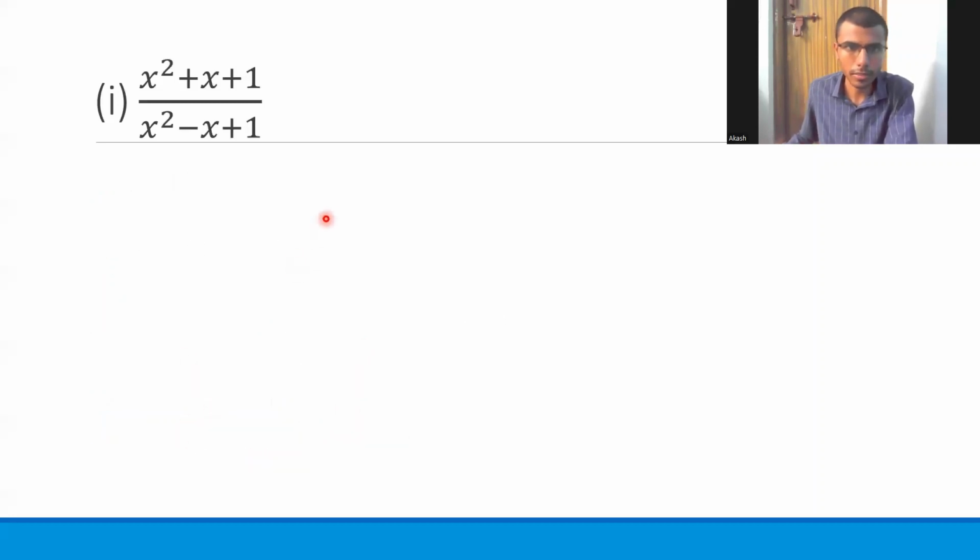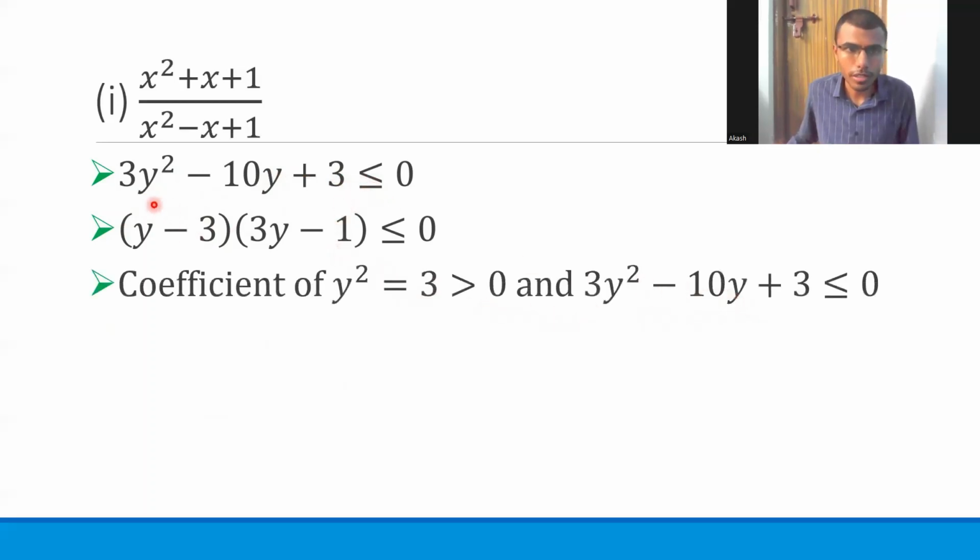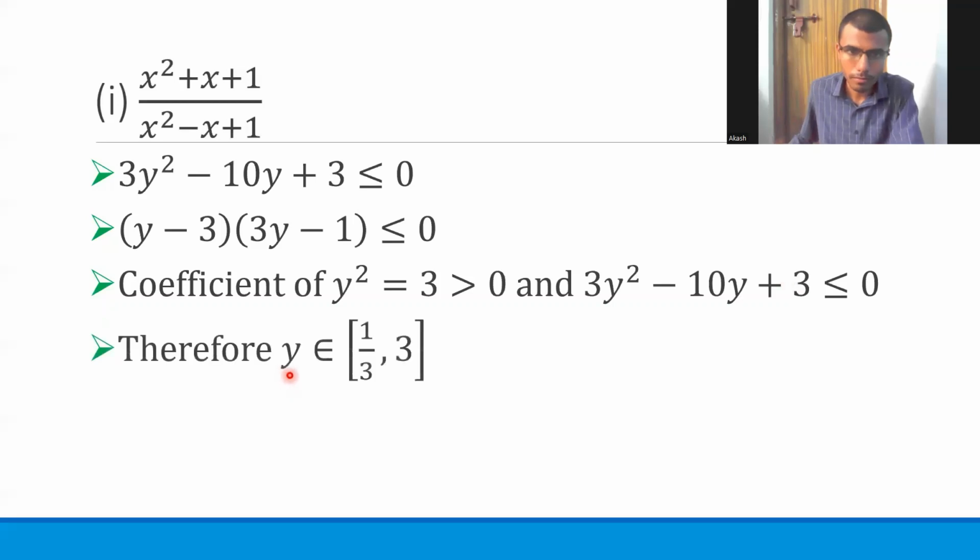Now after this, I'm going to write these two on the next page as well. Now we need to decide the range for y. If you observe here, the coefficient of y square is 3, which is positive, and the expression 3y square minus 10y plus 3 is less than or equal to 0. Whenever the coefficient of y square and this expression have opposite signs, y will lie in between the roots. What were our roots? 1 by 3 and 3. Therefore y belongs to 1 by 3 to 3. That's it. This is our required range, and we got it.